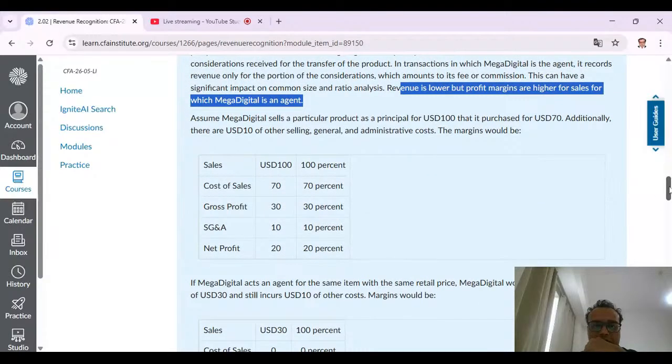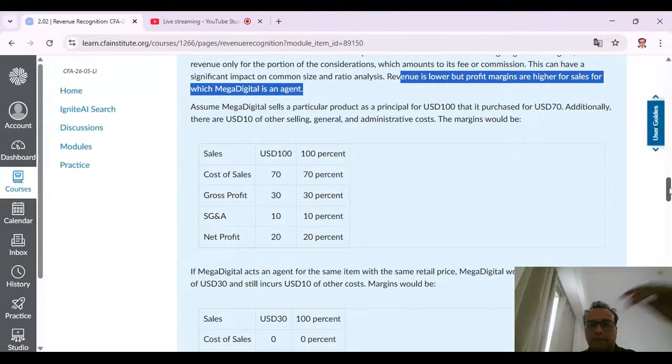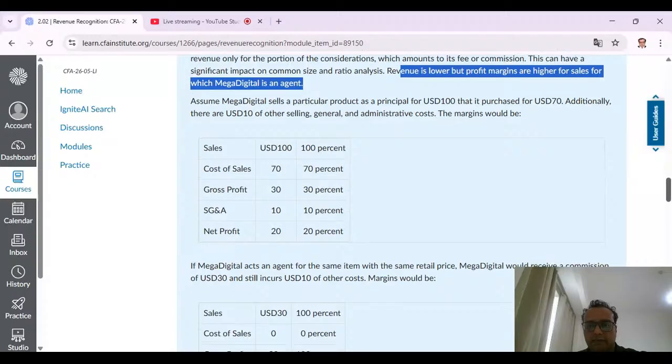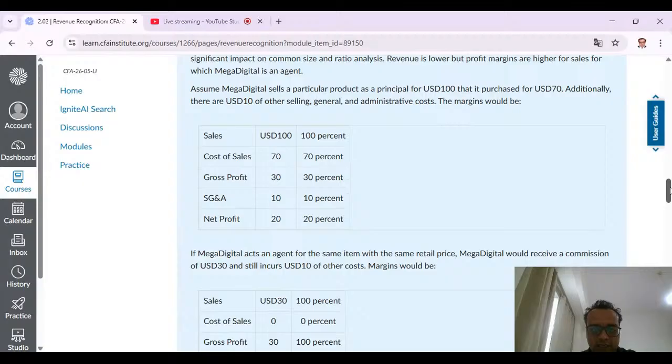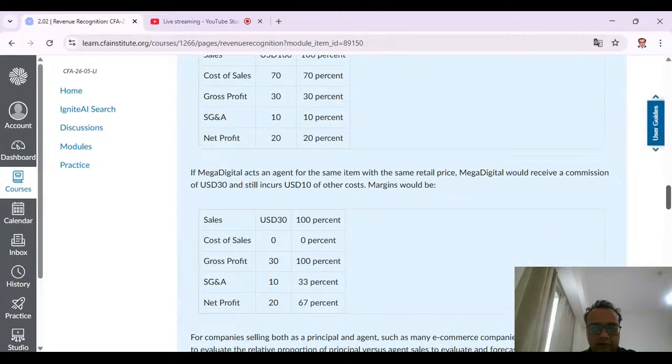So assume that it sells a particular product as a principal for USD 100 that is purchased for 70, so 30 profit. Additionally, 10 of the selling expenses, the margins will be cost of sales 70, gross margin 30, SG&A 10, net profit 20. If it acts as an agent, it will receive commission of 30 and still incur 10 of other cost. Margin will be 30, 10, net margin 20.